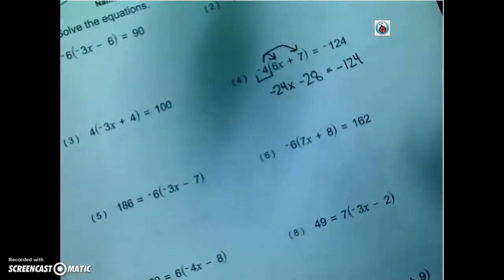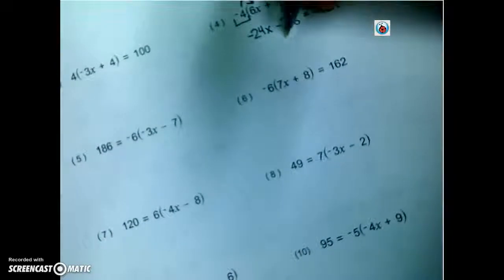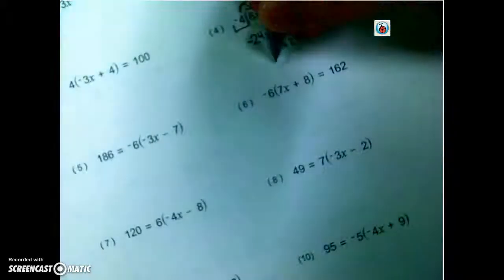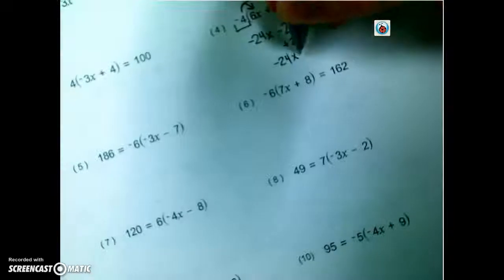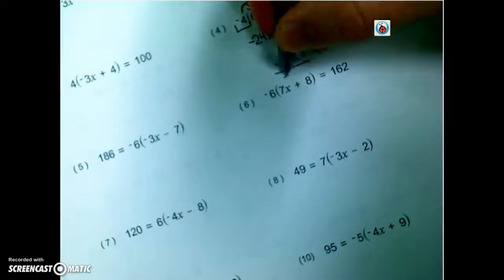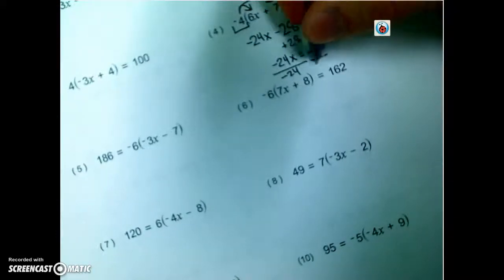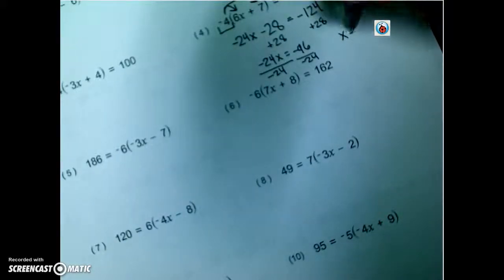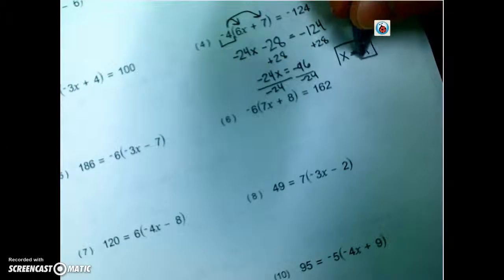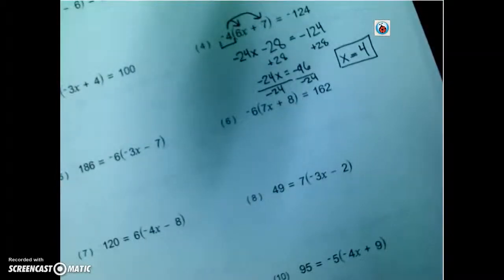So once we get here, we're just down to a two-step equation. And that will give us a -24x. Now when I divide, I need to get rid of this negative. A negative divided by a negative turns positive. That would be our final answer right there.